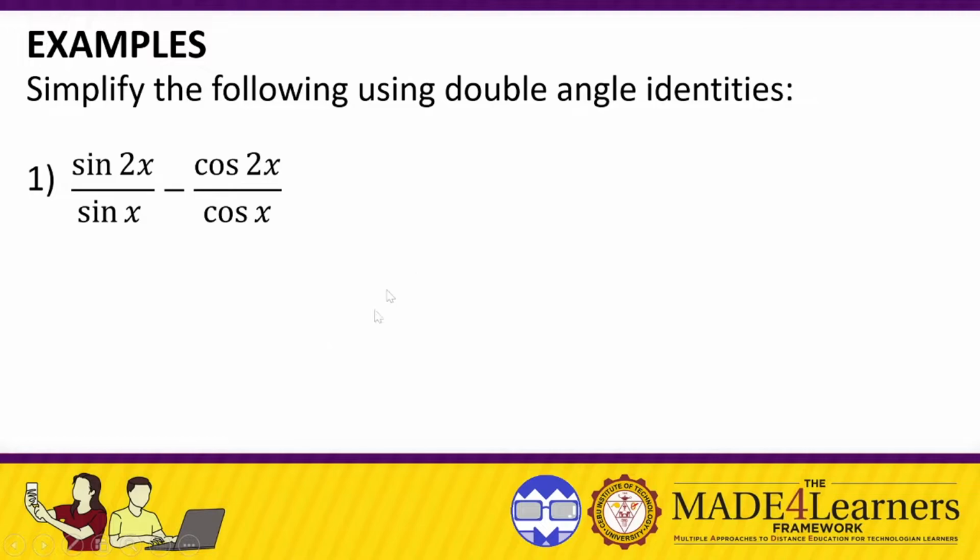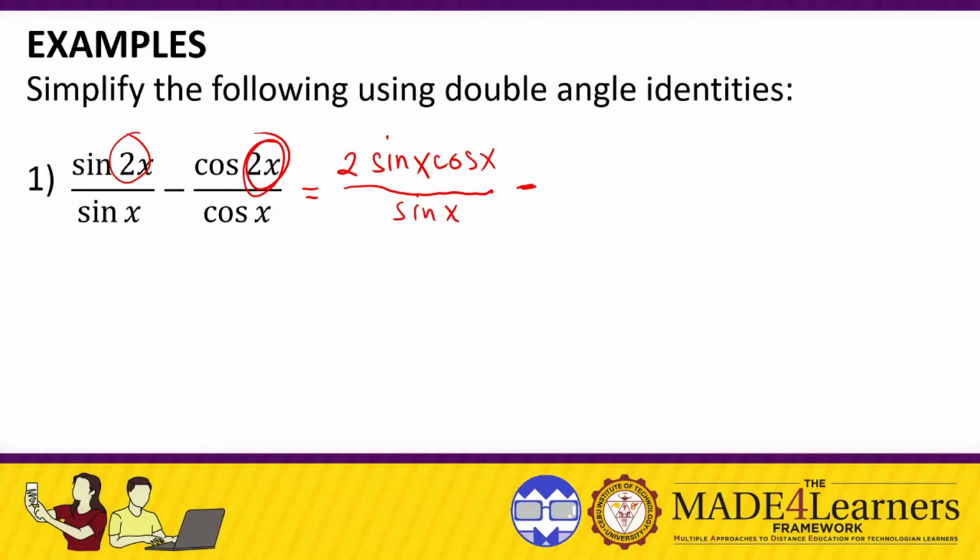Simplify the following using double angle identities. We have the given sine 2x over sine x minus cos 2x over cos x. Our goal is to simplify, or in this scenario, to extract the identity of these double angle identities. We have sine 2x, and we know from our previous video that sine 2x is 2 sine x cos x, all over sine x.